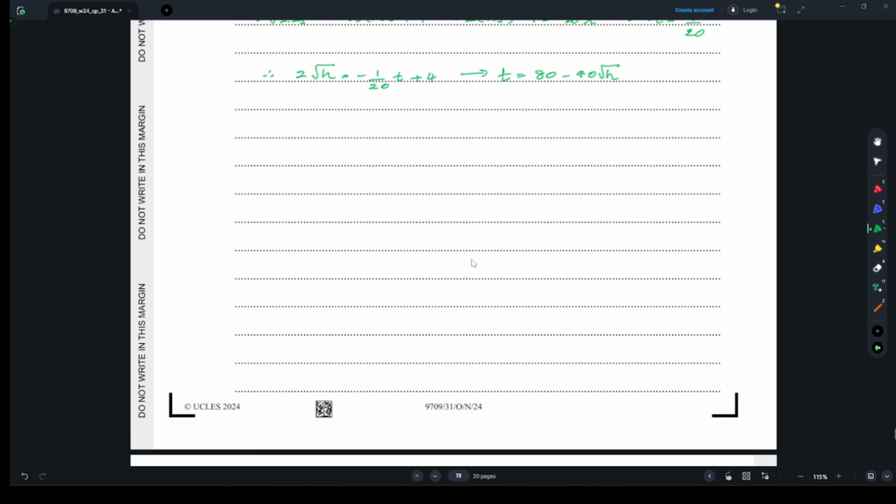Okay, so they're asking the time taken to empty the tank. So we can say when the tank is empty, h equals 0. So I can write 80 minus 40 times 0, which is 80. So t equals 80 minutes.